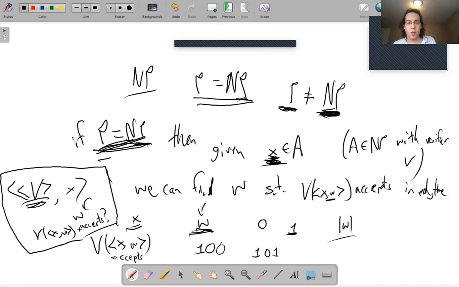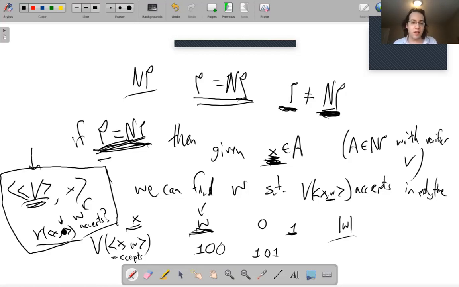If P equals NP, then I would have some polynomial time algorithm for automatically solving this. So this is a polynomial time algorithm for automatically deciding whether there is some string W to put in this dot that causes V of X comma W to accept. It would seem intuitively like the only way to know whether V will accept a string would be to run V on that string. But here we have exponentially many strings to run on.